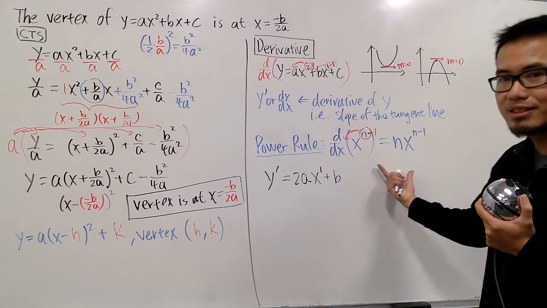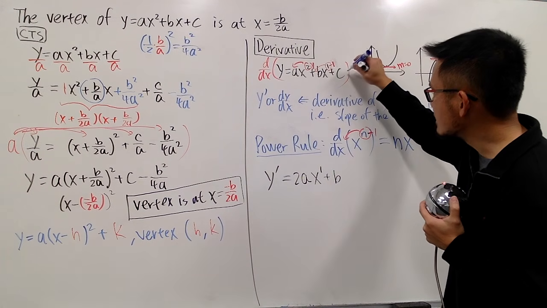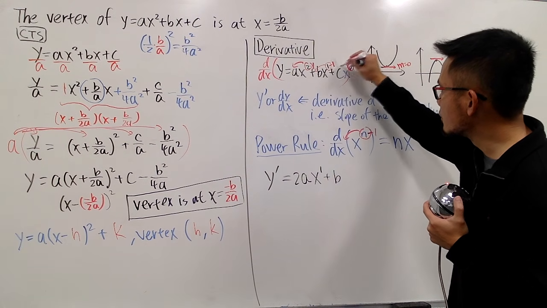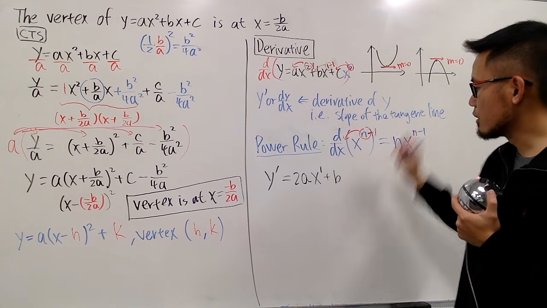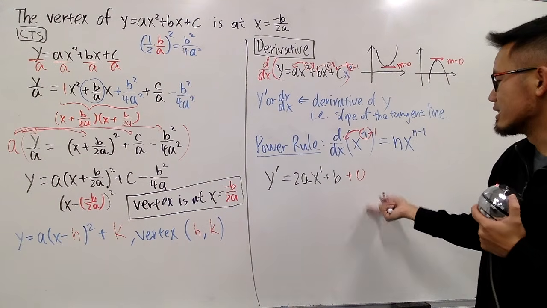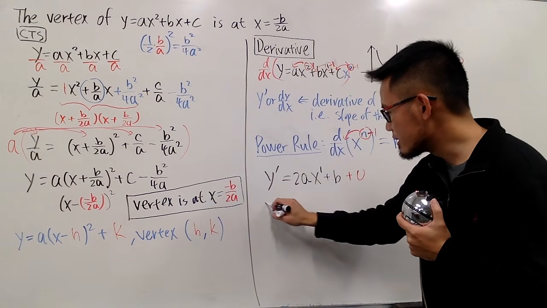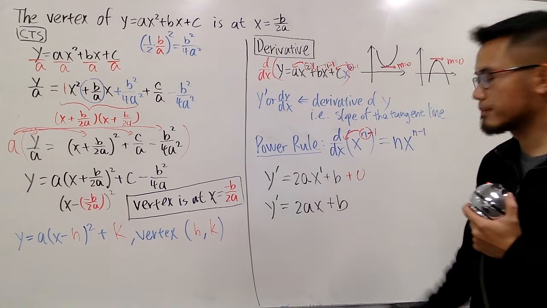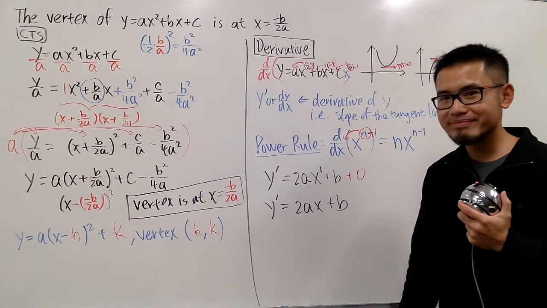Can we still use this? Yes, if you would like, you can put down c times x to the 0th power, and then you can bring the 0 to the front, and you notice 0 times c is just 0, so at the end right here you have plus 0. Minus 1 doesn't really matter, it's 0 anyway. So in other words, the derivative of this is just that y prime is 2ax plus b. So this right here is the derivative of the parabola.